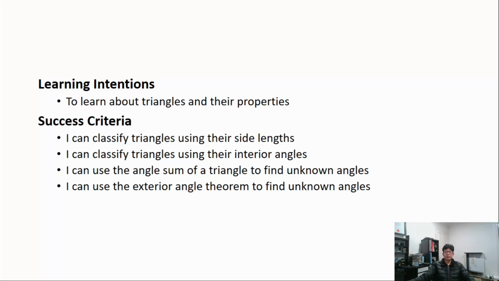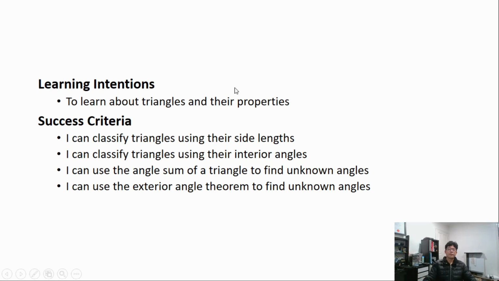This video is about triangles, and the learning intention for today is to learn about triangles and their properties. Your success criteria is to be able to classify triangles using their side lengths, classify triangles using their interior angles, use the angle sum of a triangle to find the unknown angles, and finally use the exterior angle theorem to find the unknown angles. So let's pause the video here and take a couple of moments to write these down.